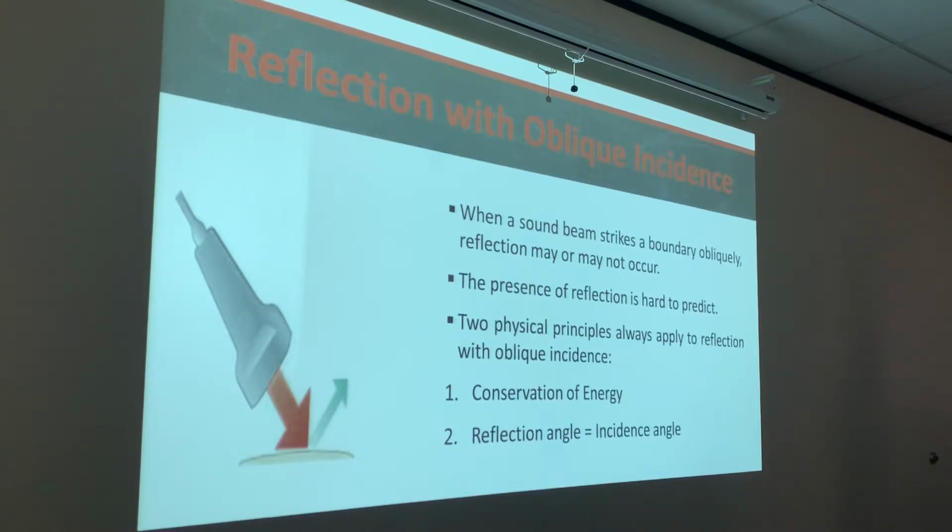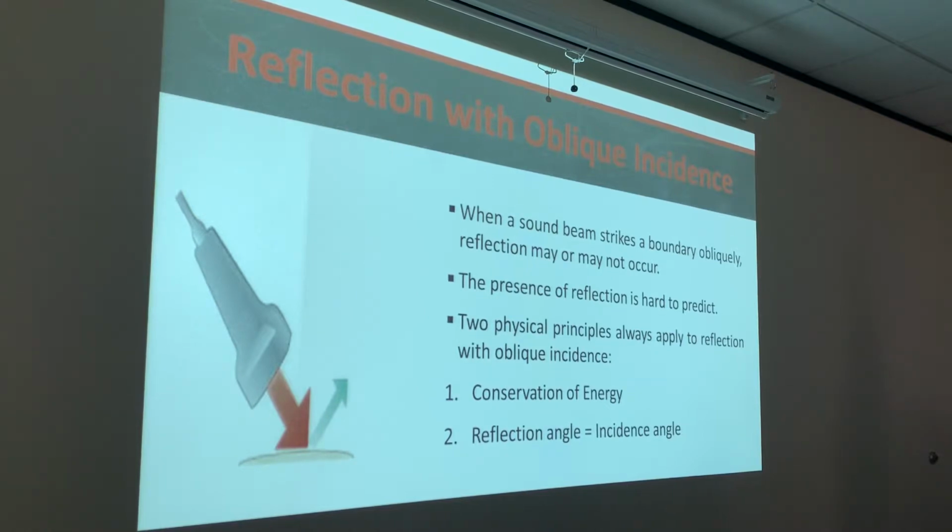Oblique incidence again, guys. When sound beams strike the boundary obliquely, reflection may or may not occur. Okay? We can't predict that. The presence of reflection is hard to predict, but there are two principles that will always apply to reflection with oblique incidence. That is the conservation of energy.